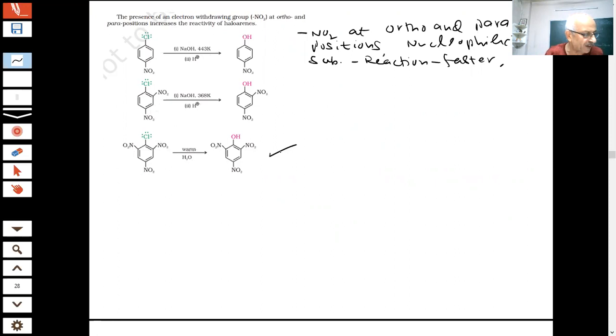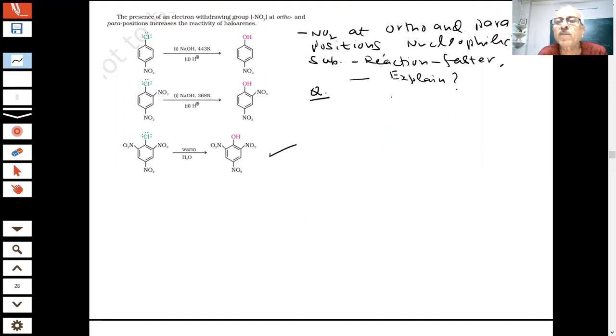Why? The question is why, students? Because what is the answer for this question? When nitro groups are attached at ortho and para, nucleophilic substitution becomes faster. Explain. What answer are you giving, students?